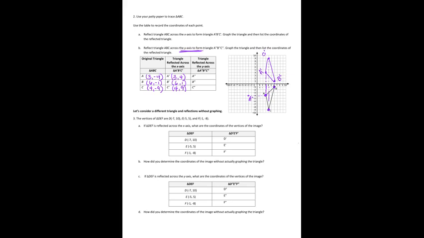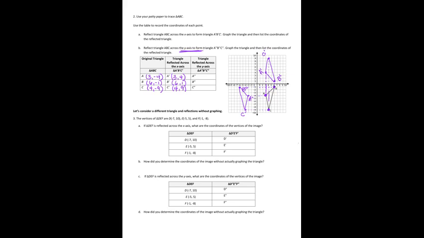B is 1, 2, 3, 4, 5, 6 on the right, so I need to go 1, 2, 3, 4, 5, 6 on the left, and that'll be B double prime. C is 1, 2, 3, 4 on this side, so I'm going to go 1, 2, 3, 4 over here. That'll be C double prime, and when I connect those, I have my new triangle there. Now you should use your patty paper, trace, and make sure that the shapes are still congruent. They've just been flipped over.